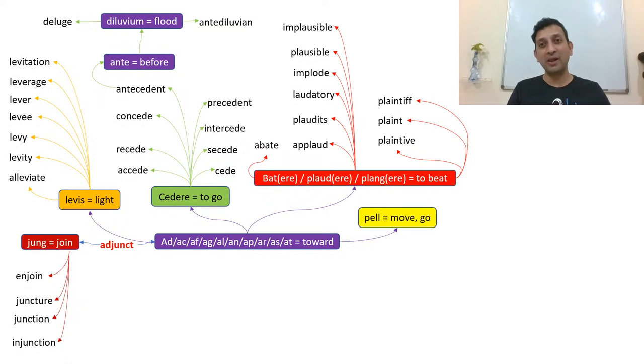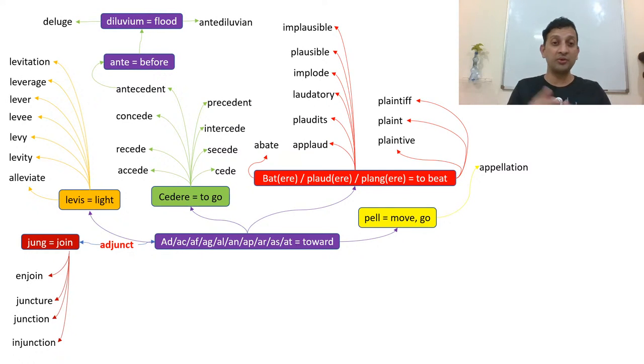Pell. Pell means to move or to go. When you do the words, you will see a lot of words that you might recognize which have the root pell. First we take add, which means toward. When you join it to pell, it will become appel, and you will have a word called appellation. Appellation is actually another word for a name. Sometimes a formal name is called an appellation. Right?